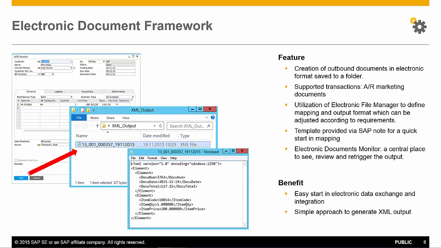The Electronic Document Framework. With the Electronic Document Framework, you can now generate XML files for your transactions for integration purposes. It supports all accounts receivable transactions on the customer side, like quotations, sales orders, deliveries, or invoices. The Electronic Document Framework can easily be set up, and in combination with an integration solution, such as the Integration Framework of SAP Business One, you can implement an electronic data exchange scenario. This now provides a simple approach to generate an XML output for your business and an easy way to set up an electronic data exchange and integration with your customers.